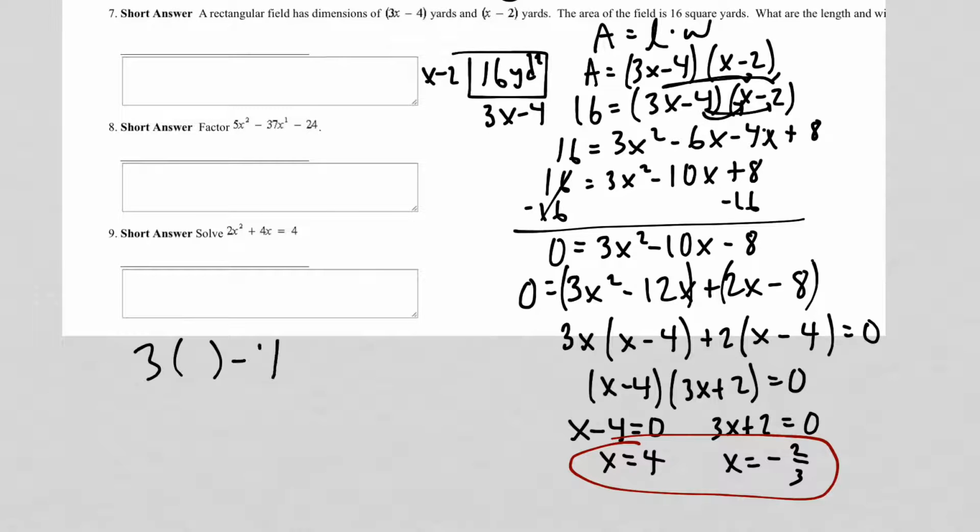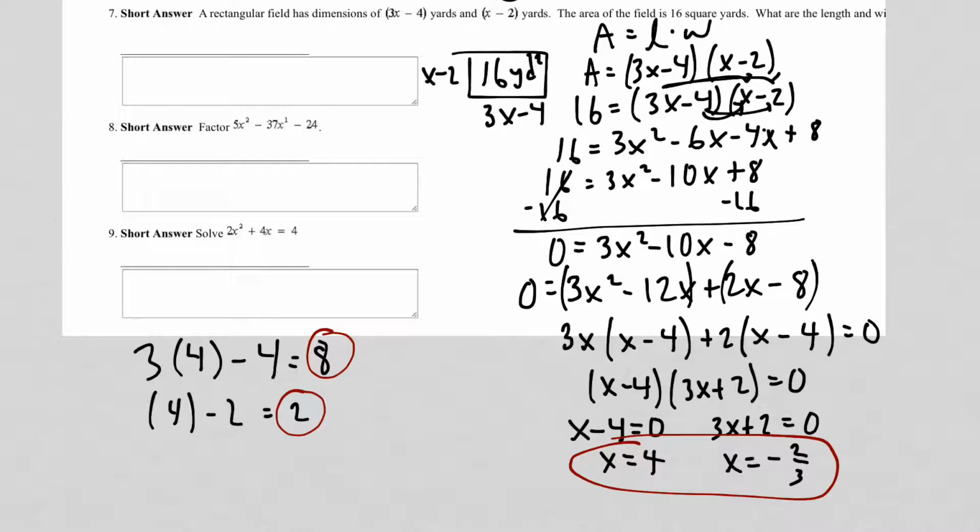3x minus 4. Plug in, let's say 4. Let's start with 4 because it's the easiest one right now. That's 12 minus 4, so that's 8. The length is 8, according to this x equals 4. Plug it into the other one. The width is x minus 2. Plug in 4, and you get 2. The width is 2. That seems right to me. Okay, the length is 8, the width is 2.